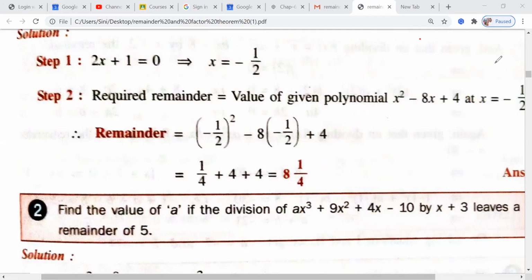It's a very easy question. Ax cube plus, this is my function. So first step is what? Write the function. F of x is some function they've given, ax square or whatever it is. Fine. Then they're telling that this function is divided by x minus 3.